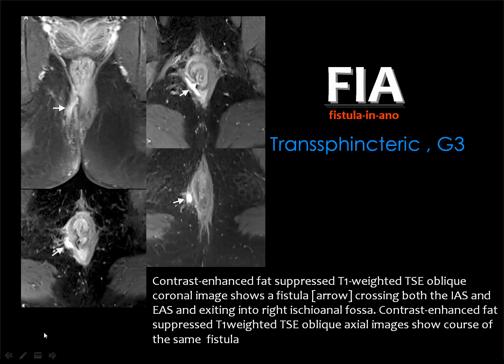Another fistula, which is transsphincteric, and you see that the fistula tract has crossed the internal and external sphincter to the ischioanal fossa, and this is the internal opening of the fistula, and you have some extension between the sphincters. Then you have a crossing to the external sphincter as well.